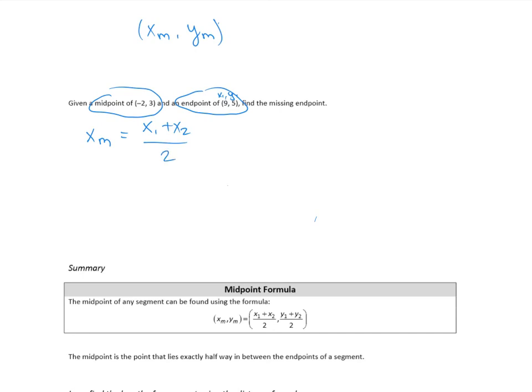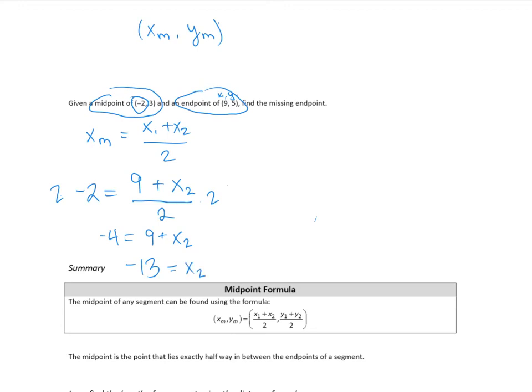Well, let's plug in what we know. I know that this is the x value of my midpoint. So -2 equals. I know that x1 happens to be 9. What I don't know is my second endpoint. And I filled in my equation. Now, I hate fractions, don't know about you guys, so I'm going to multiply by 2 straight off the bat, which gets me -4 equals 9 plus x2, or -13 is that other x value for my missing endpoint.